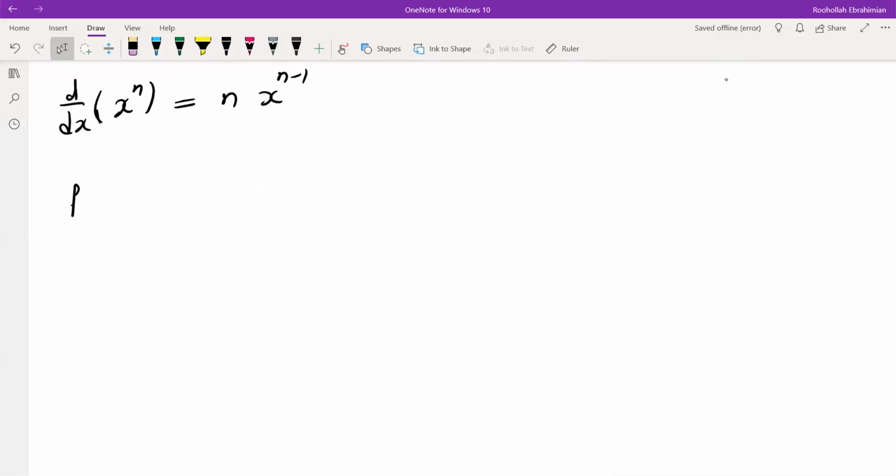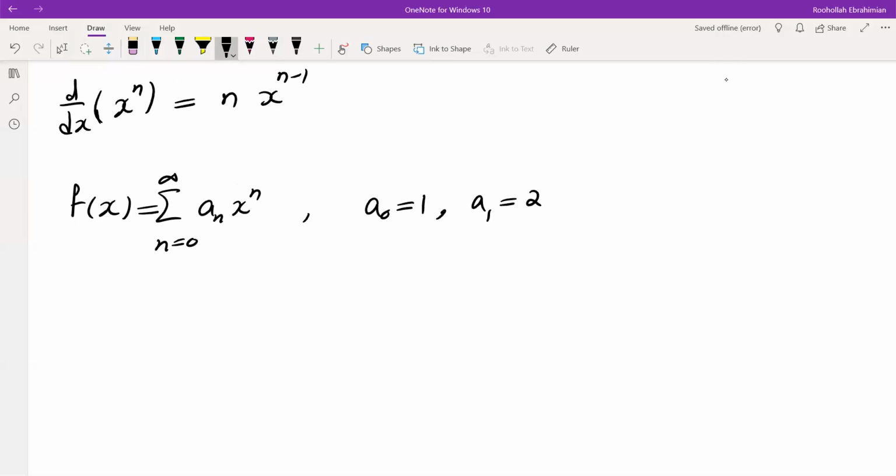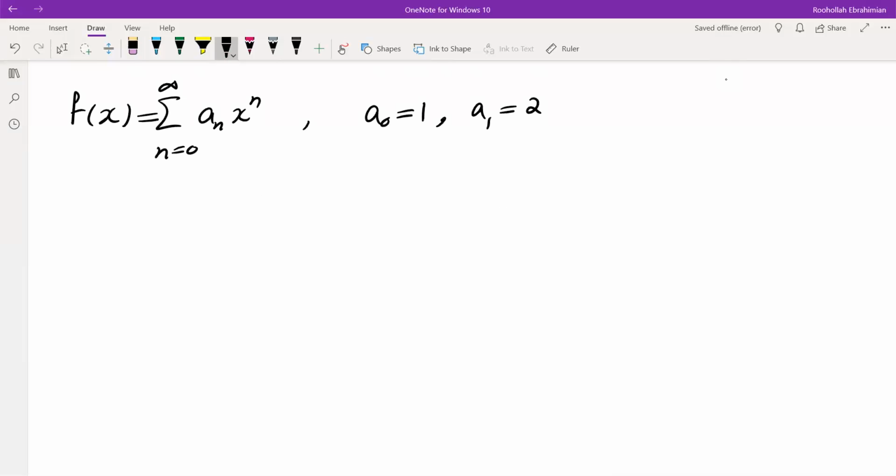So let's say f of x is the sum of a_n x to the power of n, and of course n starts from 0 to infinity. I do know that a_0 is 1, and I know that a_1 is 2. So I want to see what I can get from here. For example, if you differentiate that, this gives you the sum of n a_n x to the power of n minus 1. Of course, the very first term is just a constant.